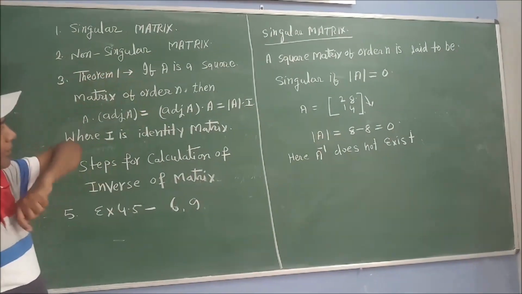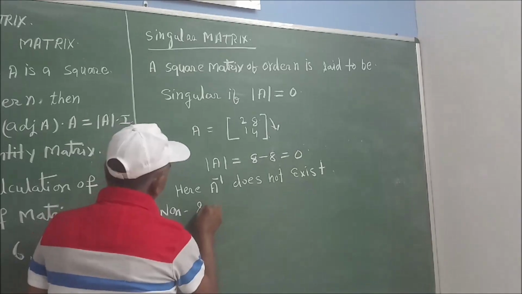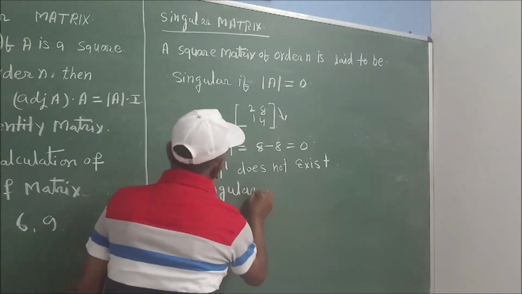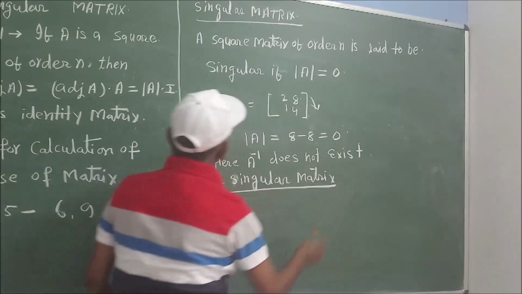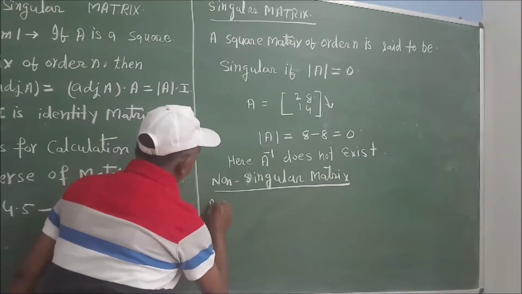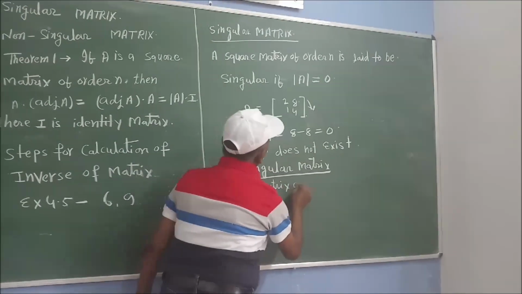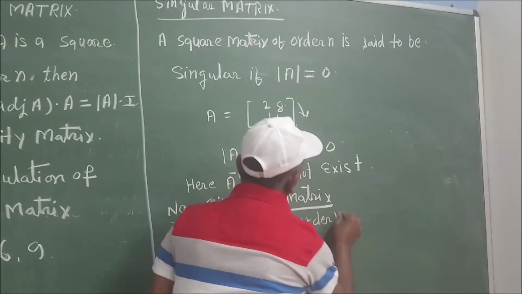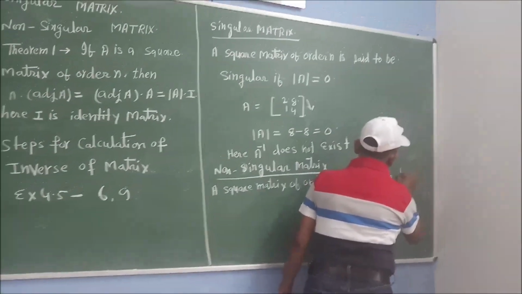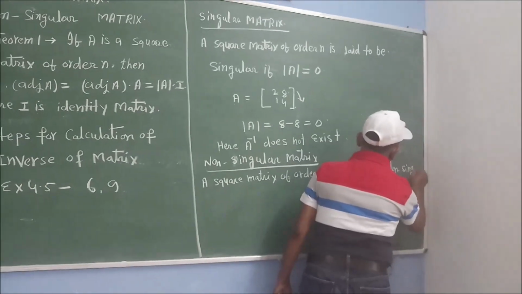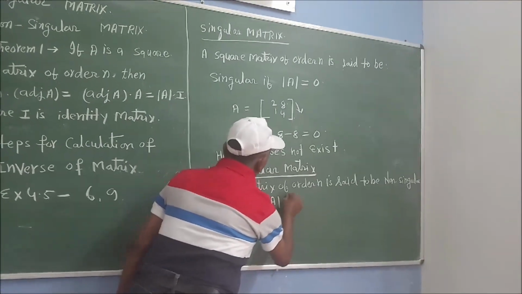Second is your non-singular matrix. Just the opposite: a square matrix of order n is said to be non-singular if determinant of A is not equal to 0.